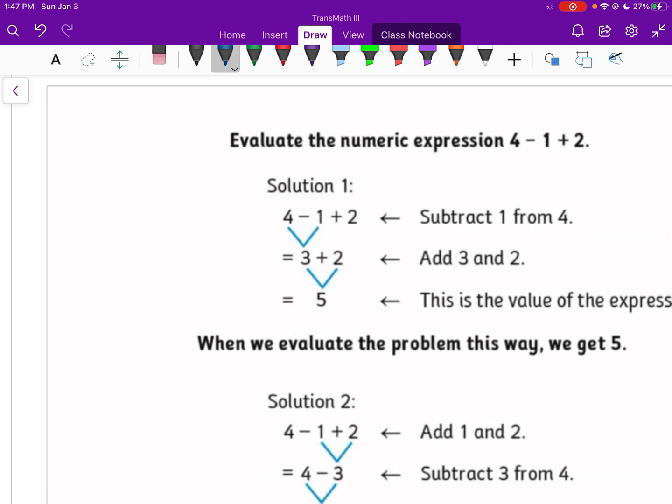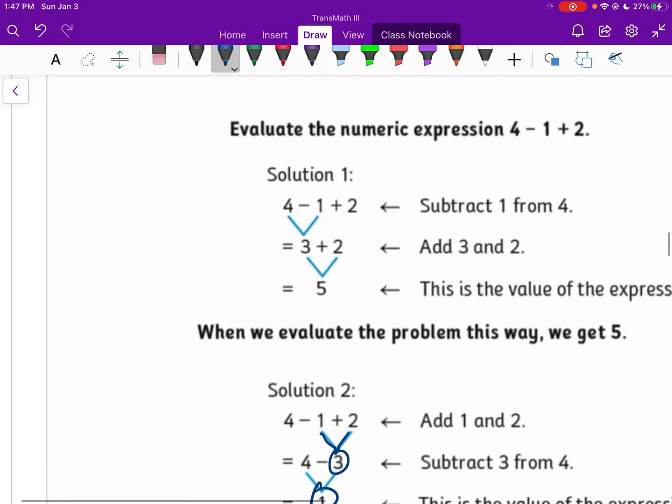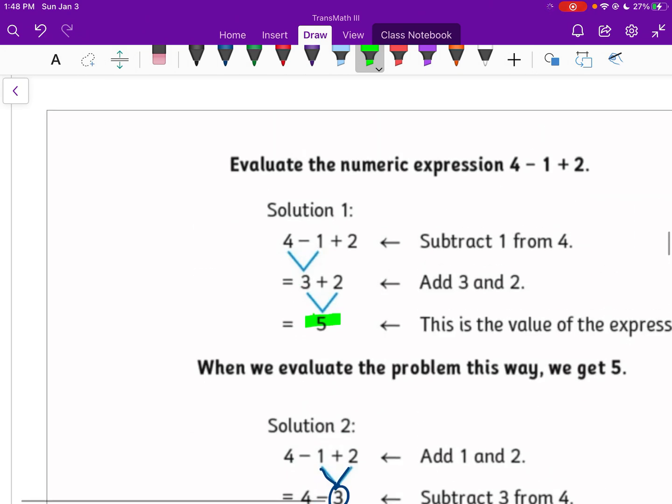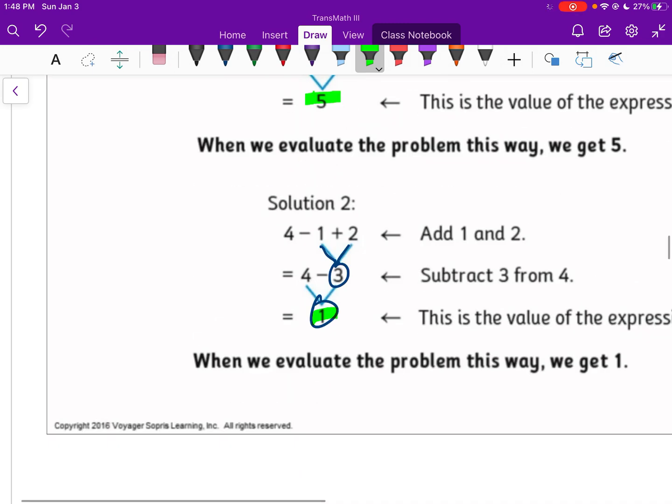Now, another way I see people do this is they do that 1 plus 2 first. If you do that 1 plus 2, you get 3, and 4 minus 3 is 1. You cannot just choose the way you want to do this. When it's just adding and subtracting, you have to work from left to right. As you can tell, if you don't, you get 2 different answers, and only one of them is correct. And in this case, the 5 was correct. So if adding and subtracting is all that is in the numeric expression, you work from left to right.